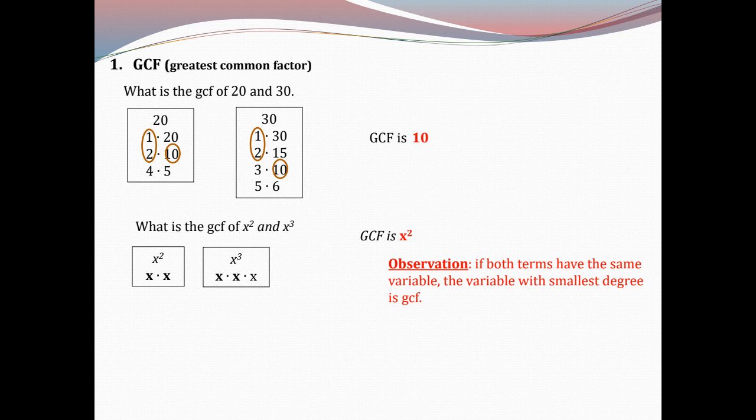An observation that you should notice here when they're doing variables, we really don't have to count them. If you realize in this example, the GCF, when we have the same variable or same base, is the one with the smallest degree or the smallest exponent. That's going to be your GCF. Okay. All right. So let's put it together.